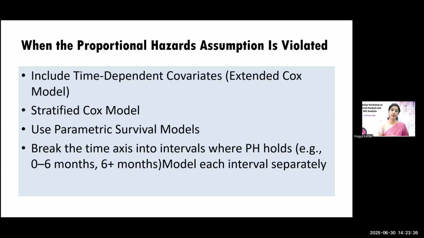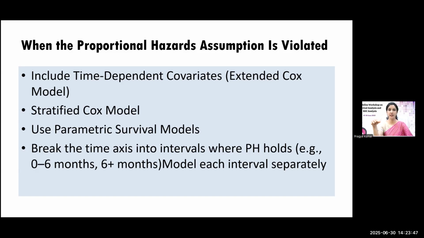Now, what to do when your proportional hazard assumption is violated? If any predictor variable does not fit the concept of proportional hazard, in that case you may have to go for extended Cox, or if you want to stay with this Cox, then you don't include it in the model, and there is something known as stratification.